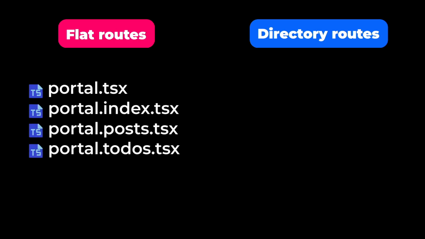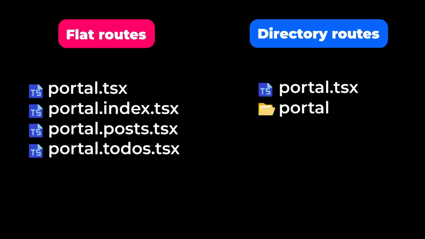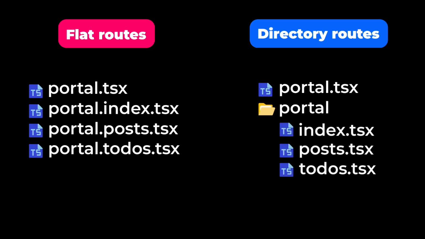There are two ways to create nested routes. So far, we've been doing that by using a dot between the parent and child routes, and these are known as flat routes. Another way is to create a folder named after the parent route and then put the child routes inside it. And we call these folder-based routes or directory routes. And just so you know, directory is another word for folder.